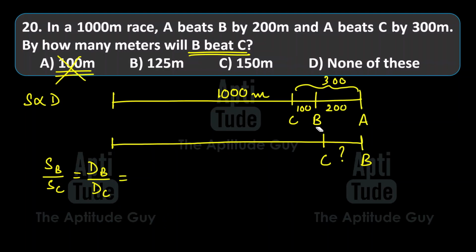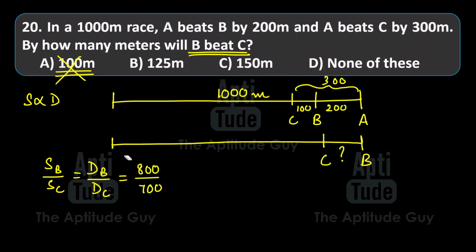Now let's see. We have how much distance traveled by B in the first case? 800 meters, of course. 1000 minus 200, 800 meters. And what is the distance traveled by C? 700 meters. So the ratio is actually 8 is to 7. That means when B traveled 8 meters, C traveled 7 meters. When B traveled 80 meters, C traveled 70 meters. 800, 700, 8000, 7000, and so on.